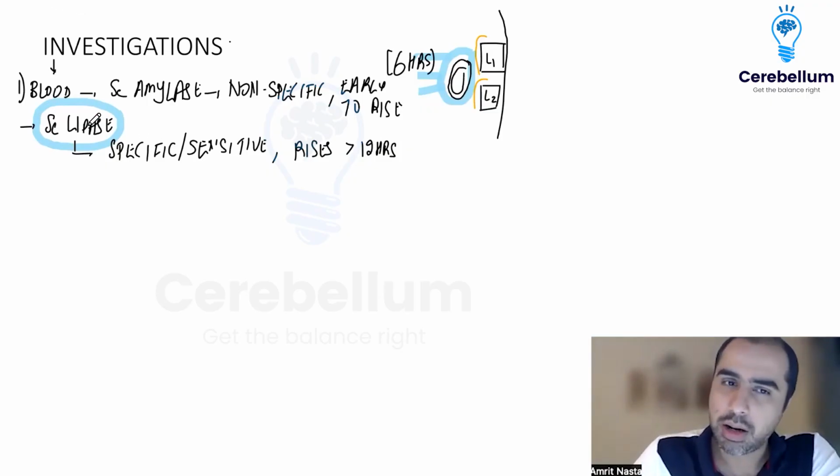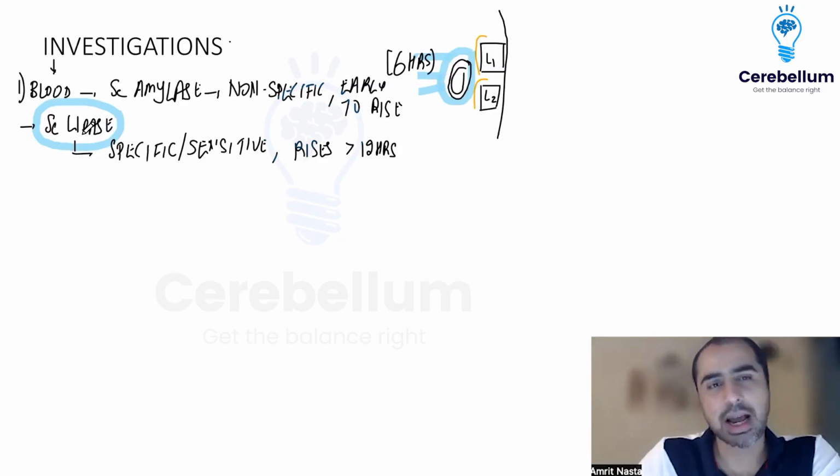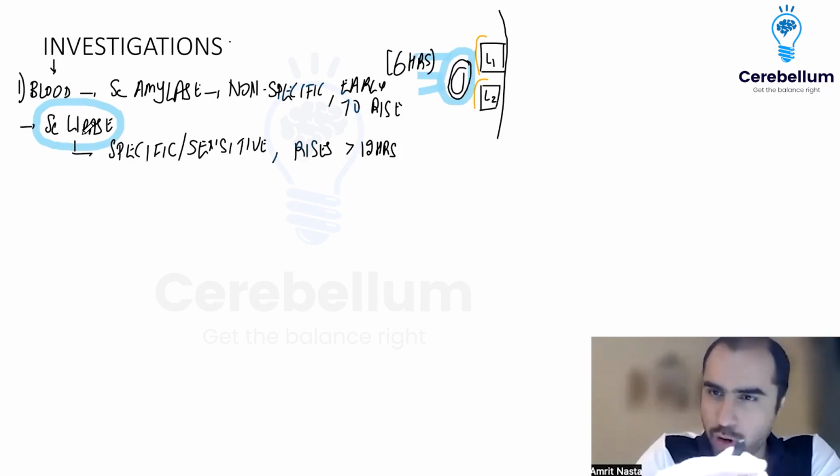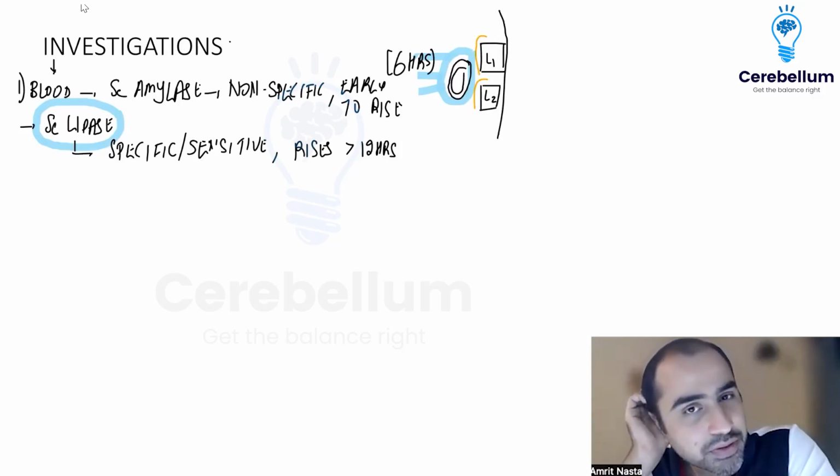Okay. If there are two patients, one patient has a lipase of 500. Okay, normal lipase is less than 200. One patient has lipase 500. Other patient has lipase 5000. Who has a more severe pancreatitis? Whose disease is more severe?